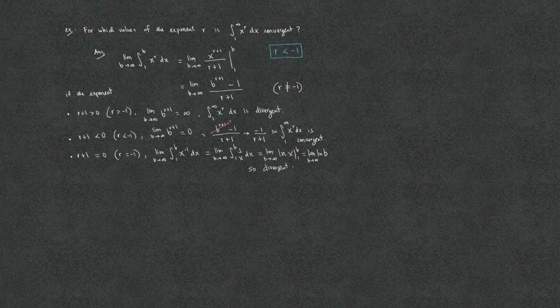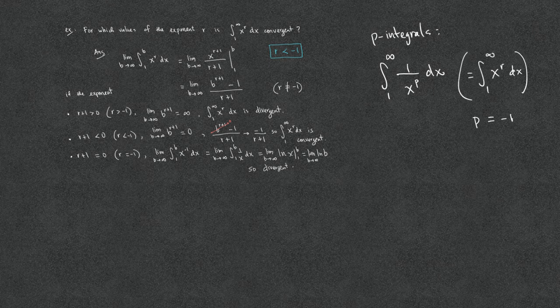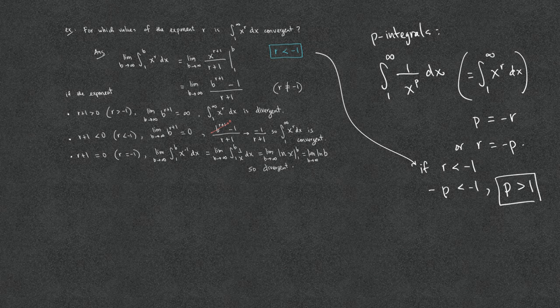This result is known as the p integral, the integral from 1 to infinity of 1 over x to the p dx. So in this case, p is negative r. Replacing r with negative p, we see that the integral from 1 to infinity of 1 over x to the p dx is convergent if p is strictly greater than 1. This result is used quite often, so we will summarize this here.